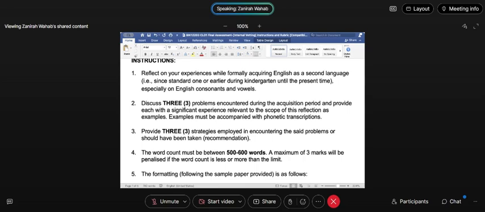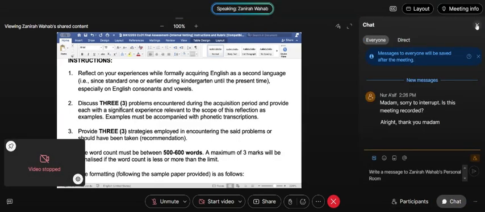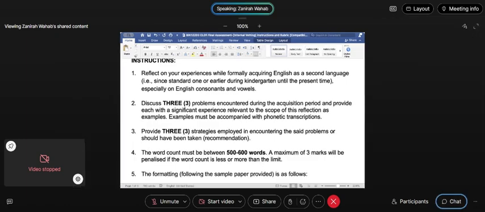So examples must be accompanied by phonetic transcription, where it's similar to what I did before. Give me the word or the phoneme that poses issues for you. For example, during your childhood, for instance, it must be transcribed in the way you pronounce it. Do you get what I mean?